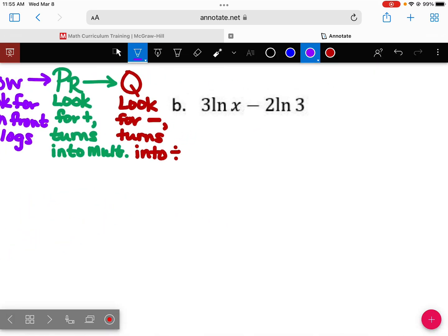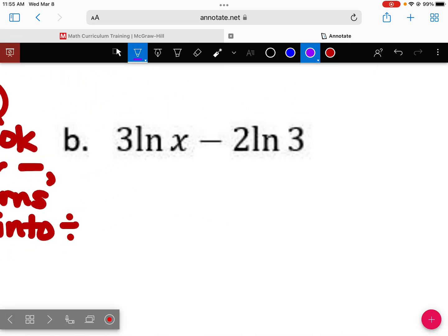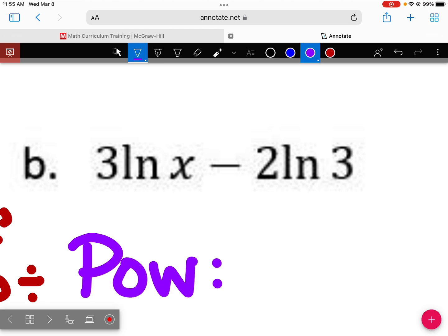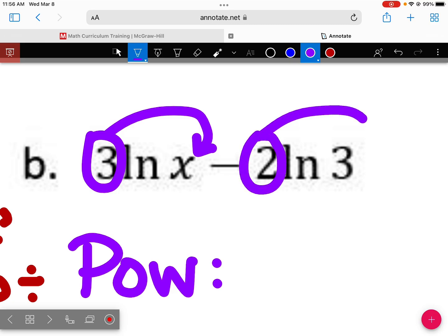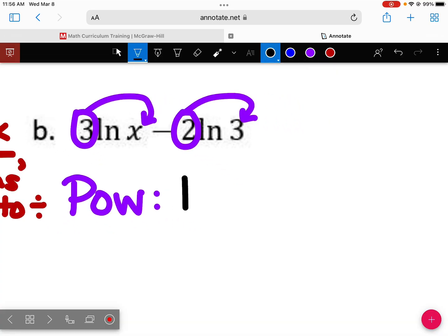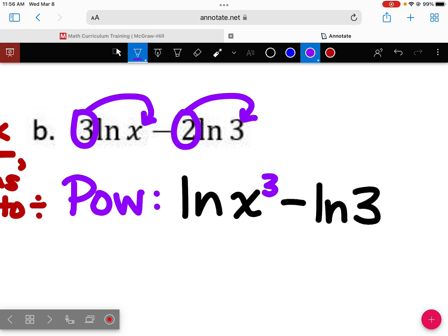All right, part B. We start with what? The power. Start with Powers property. Do we need to use it? Yeah. On what numbers? What numbers are going to become powers? 3 and 2, there we go. 3 becomes an exponent on the x. 2 becomes an exponent on the 3. So I'd have natural log of x cubed minus natural log of 3 squared.